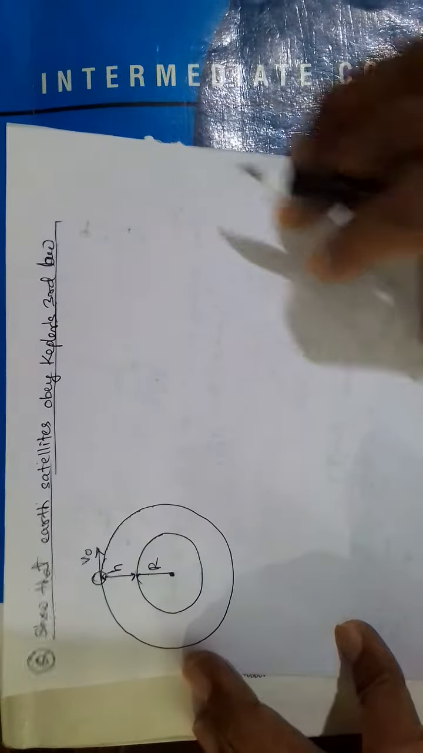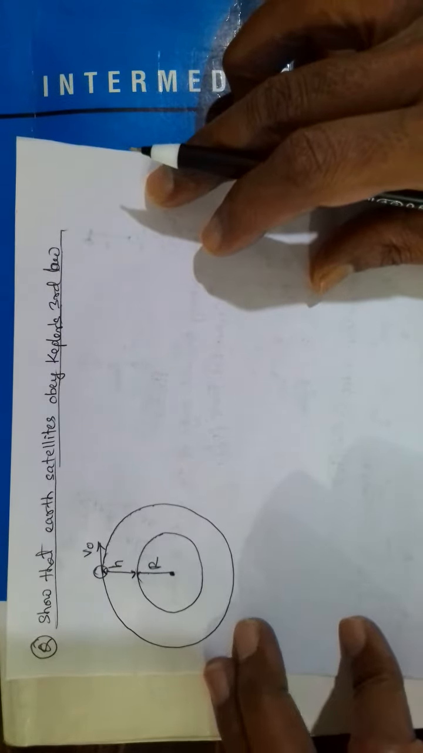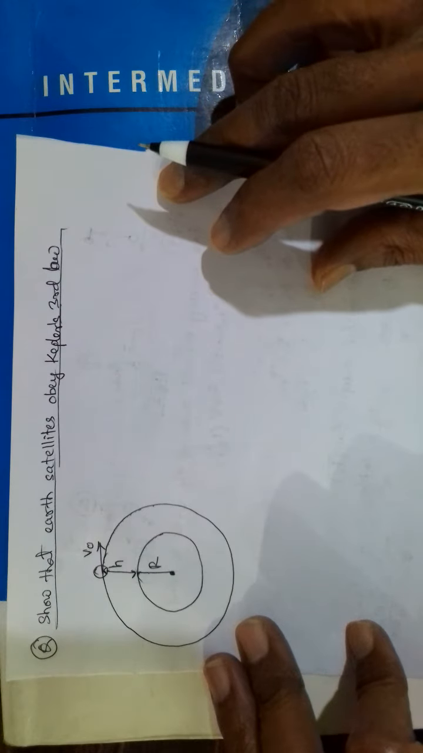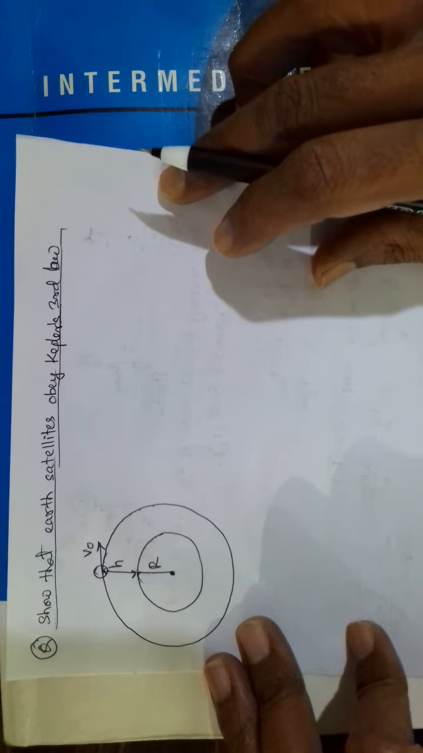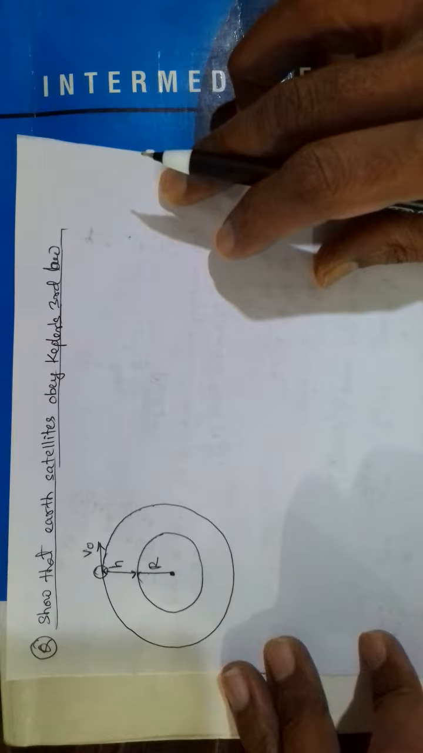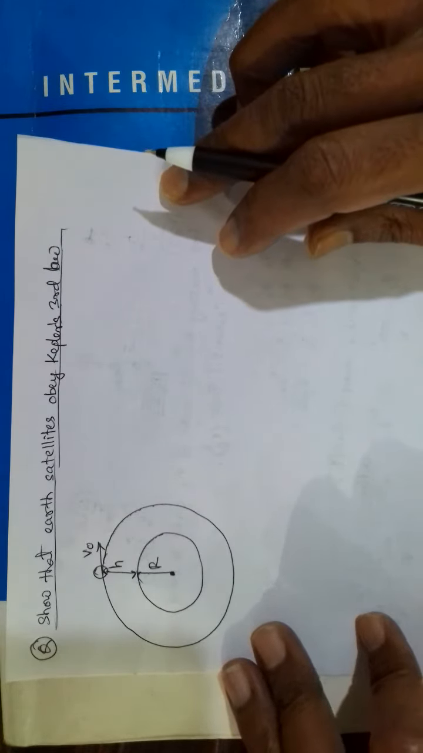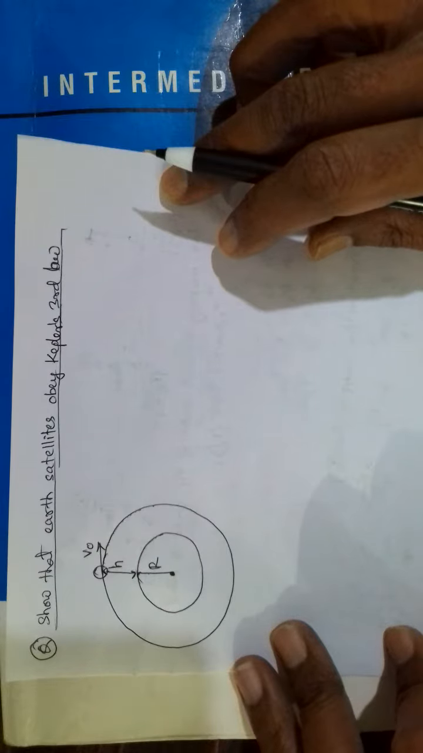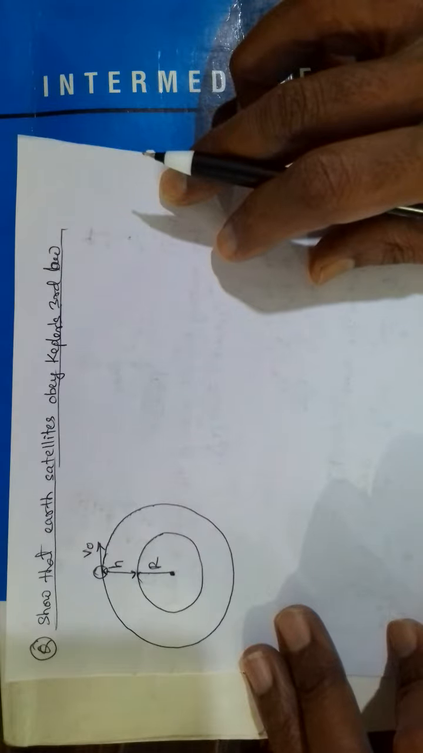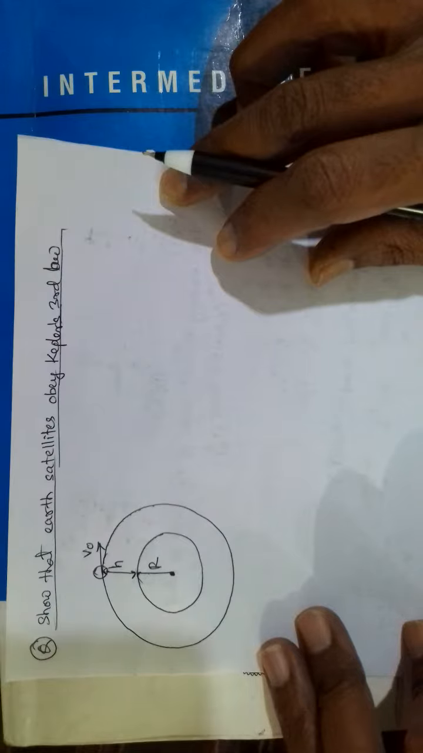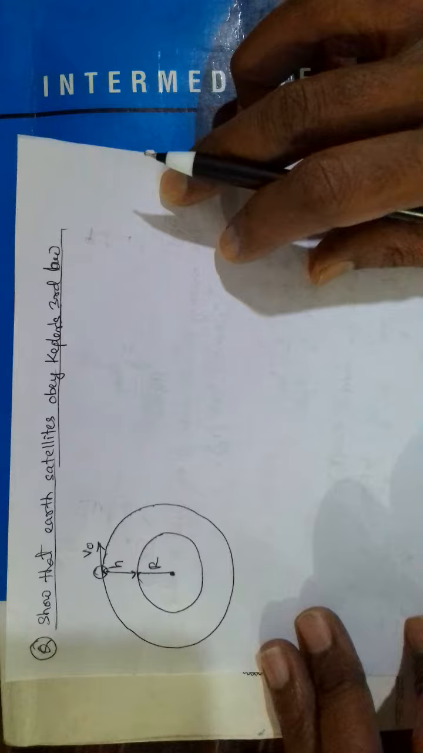Show that Earth satellites obey Kepler's third law. So far we studied that all planets move around the Sun in elliptical paths and they obey the Kepler laws. Now around the planets satellites are moving. Some of the satellites move in approximately circular orbits and some of them move in elliptical orbits. So whether they move in circular or elliptical paths, they definitely obey Kepler's third law.